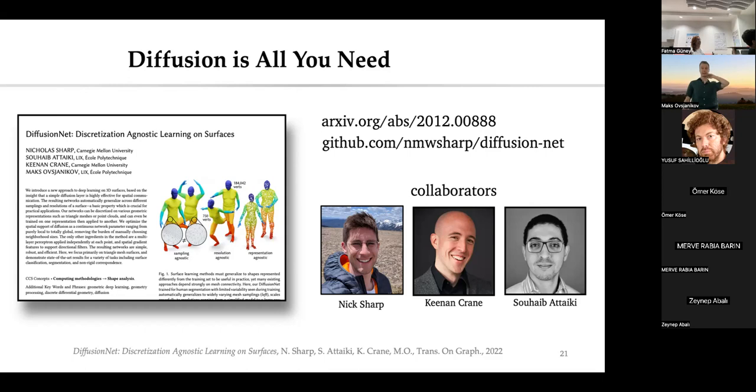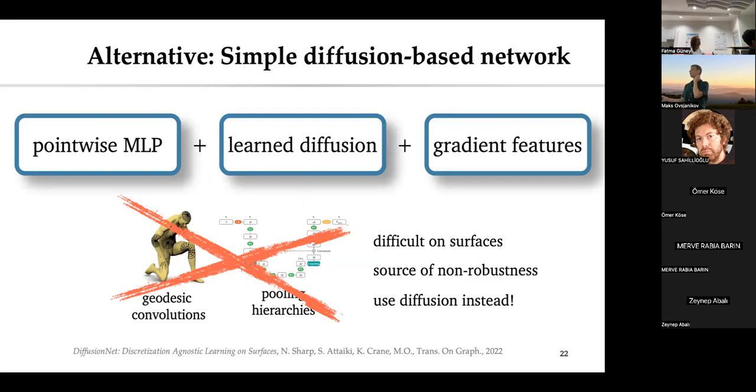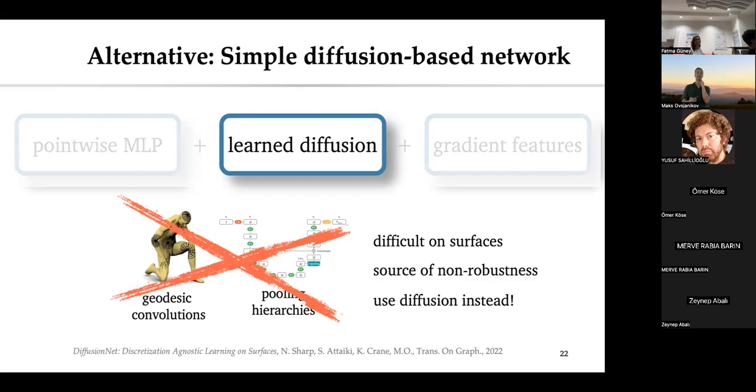So basically the idea is, can we take these building blocks and just remove them and replace them with something else? In our DiffusionNet paper, what we replace them with are three main components. We have standard point-wise multilayer perceptrons, so this is very standard. And then we have two building blocks that are specific: one is learned diffusion and the other is something that we call gradient features. Especially the key distinguishing characteristic of this approach is this learned diffusion. And if there's one thing I wanted to convey today, it would be this. Everything else you can forget.